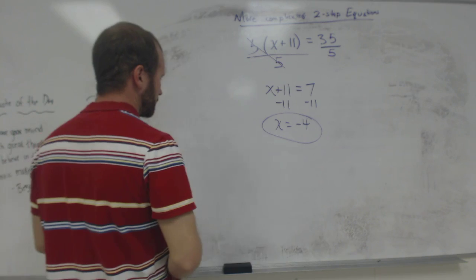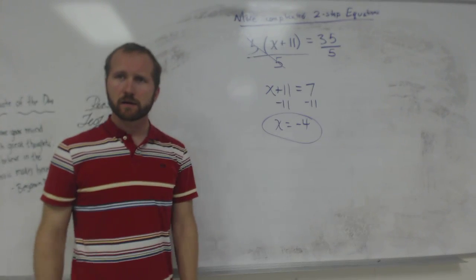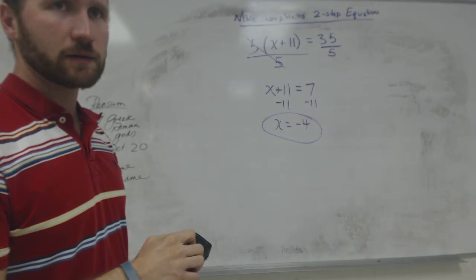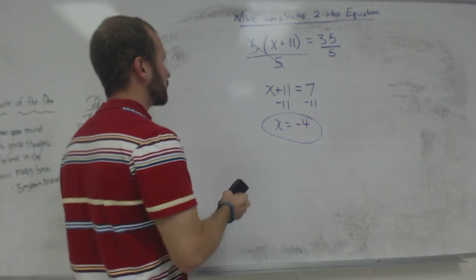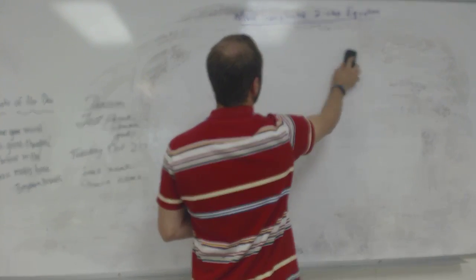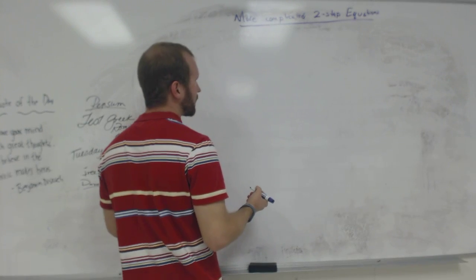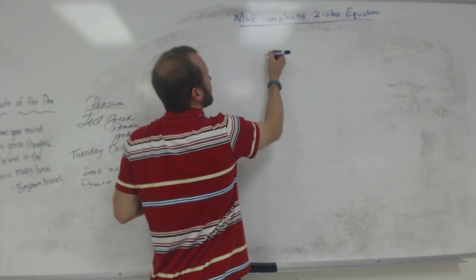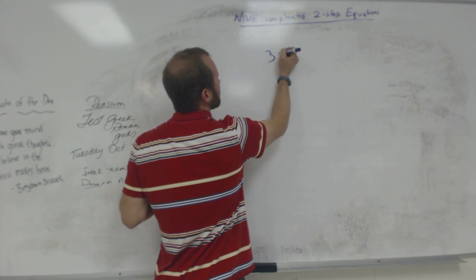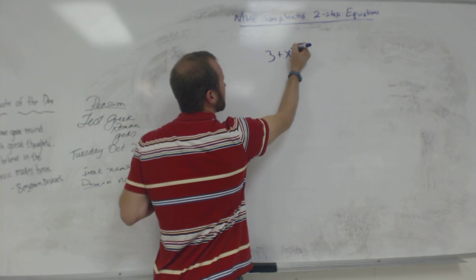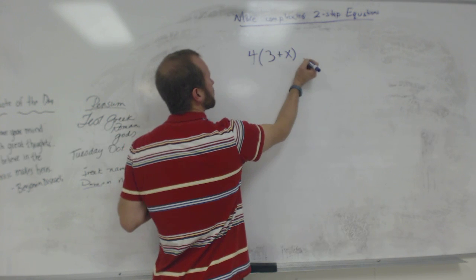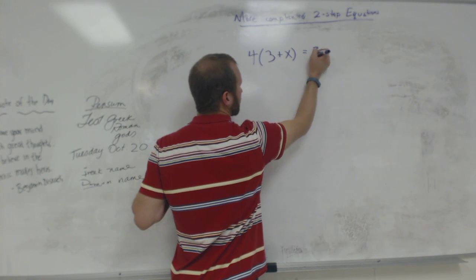That's it. So the key to these types of problems is to deal with what's inside the parentheses second or last, right? You wait and deal with what's outside the parentheses first. Let's take a look. If I had something, let's do this. 3 plus x inside parentheses times 4 equals 32.